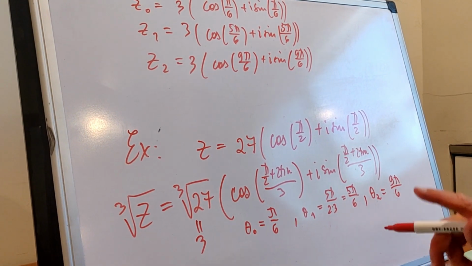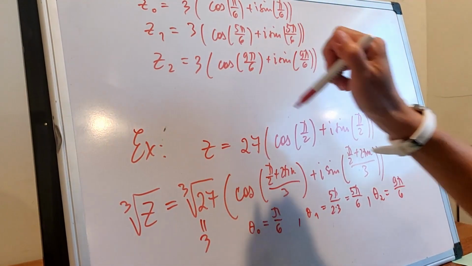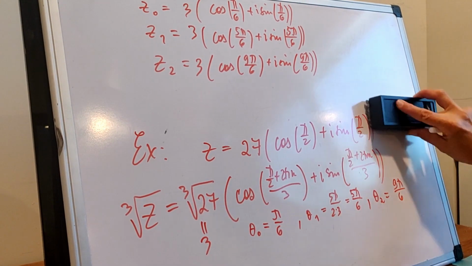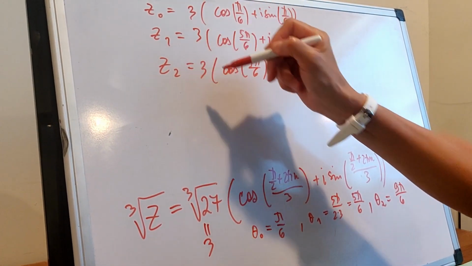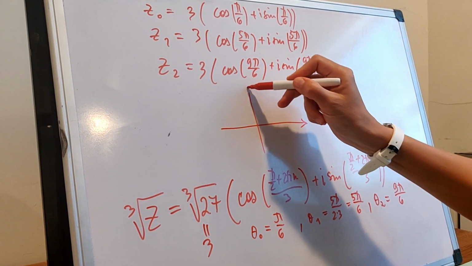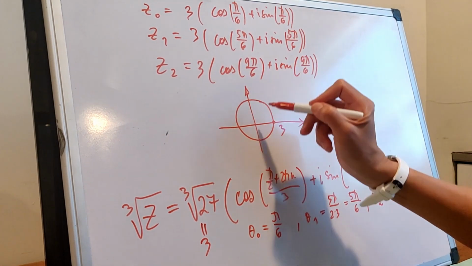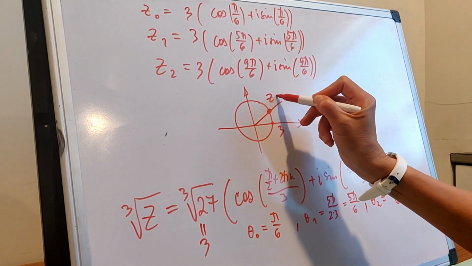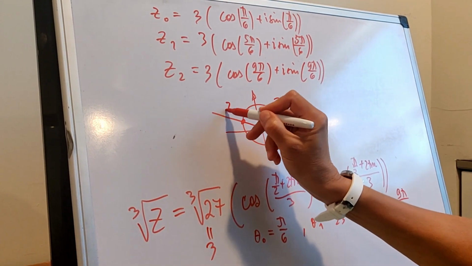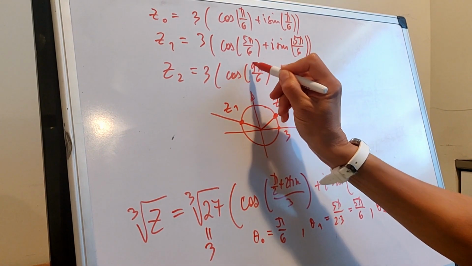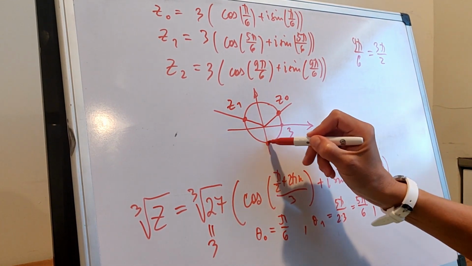I'm not going to calculate the numbers, though it's not difficult. The cosine of pi over 6, for example, equals the square root of 3 over 2, right? But I'm going to graph these 3 numbers to show you something interesting about this cubic root. You see that all of them have the same magnitude, which means that all 3 numbers are going to sit on a circle with radius 3. Now, the angle for the first number is pi over 6, something over here. So my first number, z0, sits over here. 5 pi over 6 sits over here. And 9 pi over 6, that's actually 3 pi over 2, right? And that's going to be sitting over here.